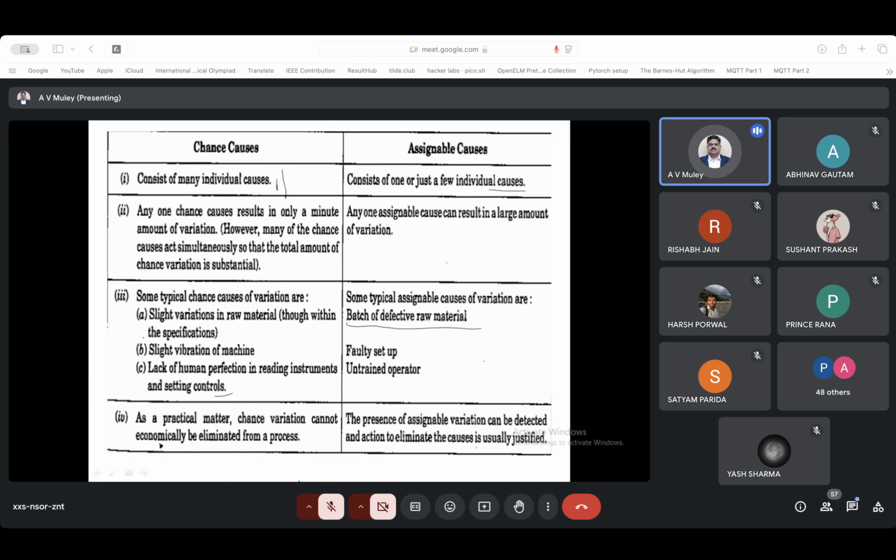एज अ प्रैक्टिकल मैटर, चांस वेरिएशन कैन नॉट इकोनॉमिकली बी एलिमिनेटेड फ्रॉम द प्रोसेस. तो ये डिफिकल्ट होता है. The presence of assignable variation can be detected and action to eliminate these causes is usually justified.